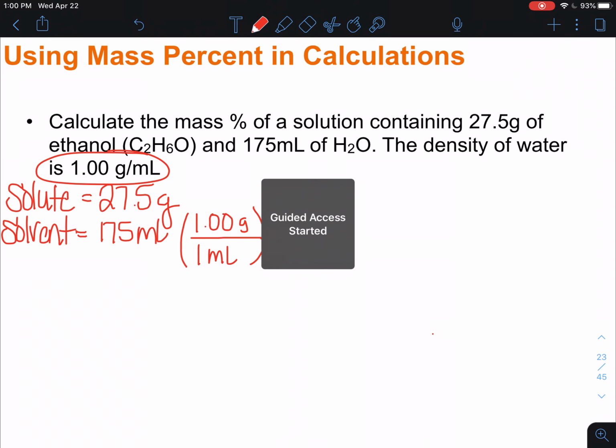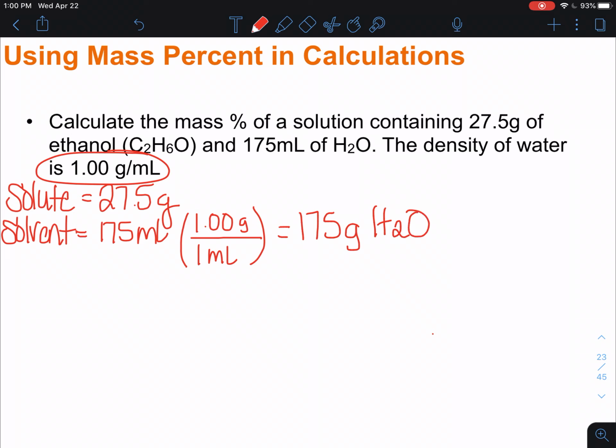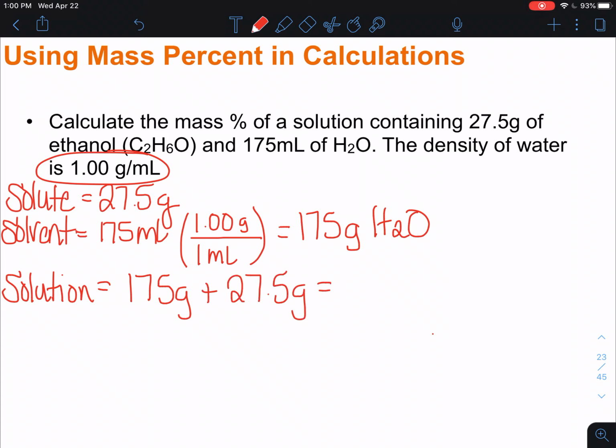Okay, that way that won't happen again. All right, so that is 175 grams of H2O. Okay, so the solution is going to be 175 grams plus 27.5 grams.